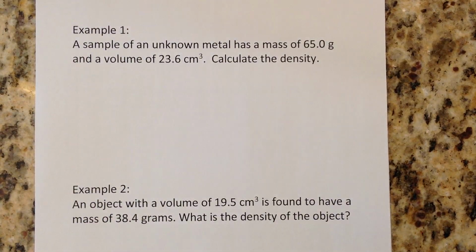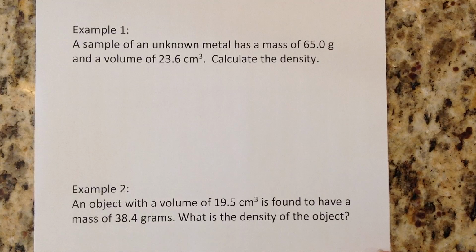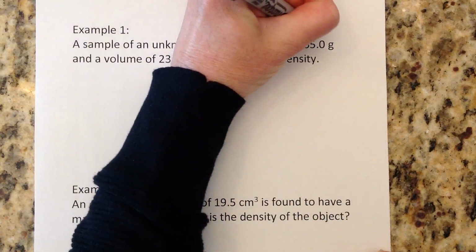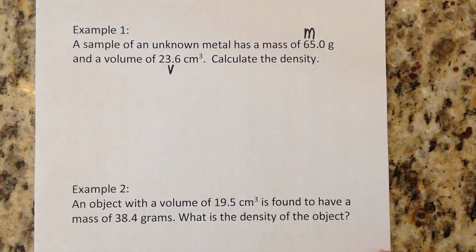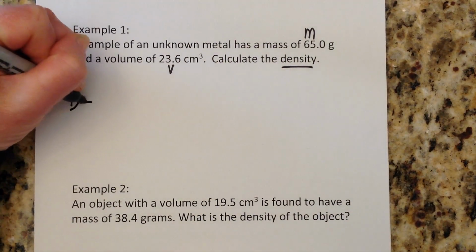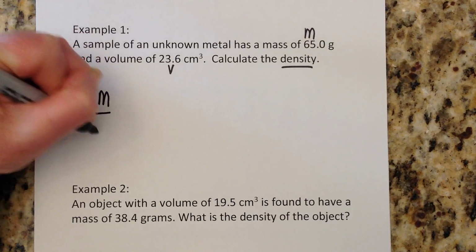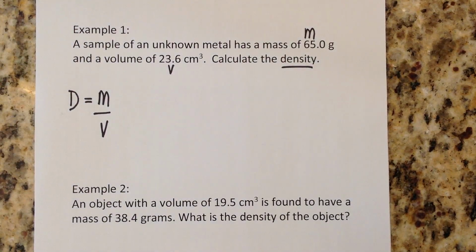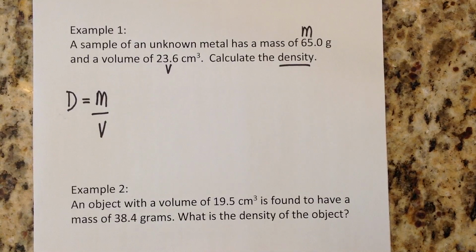Super easy. So let's read number 1. A sample of an unknown metal has a mass of 65 grams and a volume of 23.6 cubic centimeters. Calculate the density. What I always encourage my students to do is label what you have. I've got a mass and I've got a volume, and they are asking me to solve for density. I know the formula for density. I think it's good practice to always write that formula down. It gets you used to using it, seeing it, saying it, and then you're going to know it. So density is mass over volume.